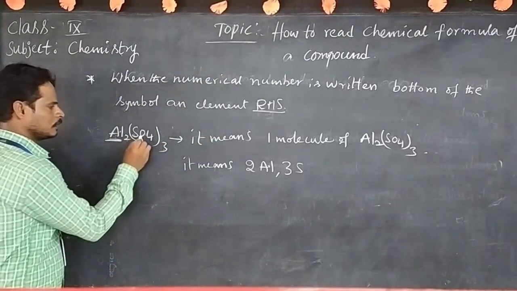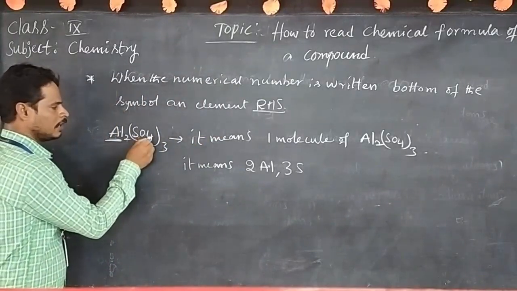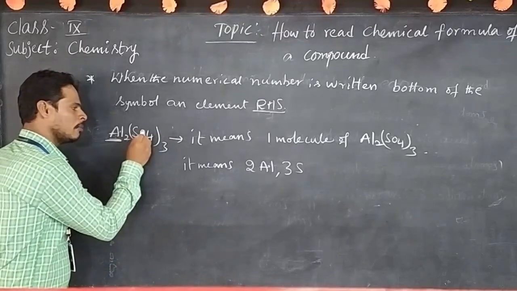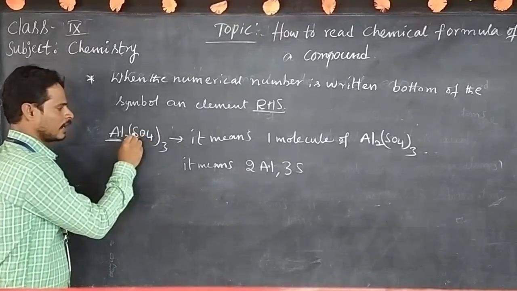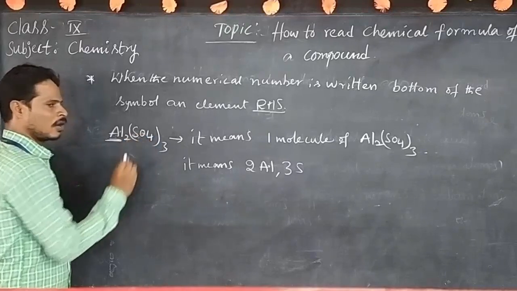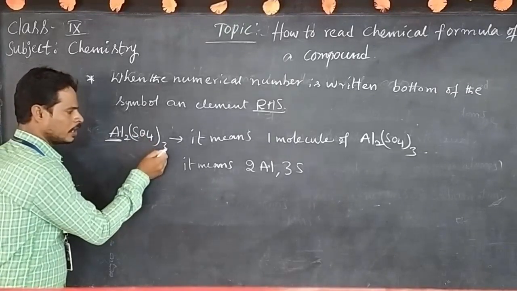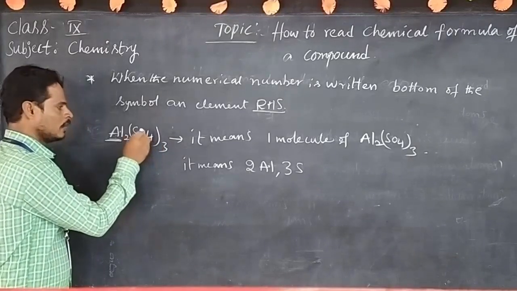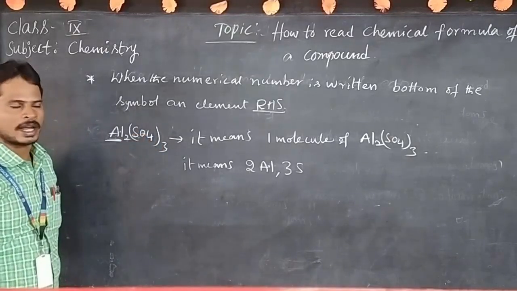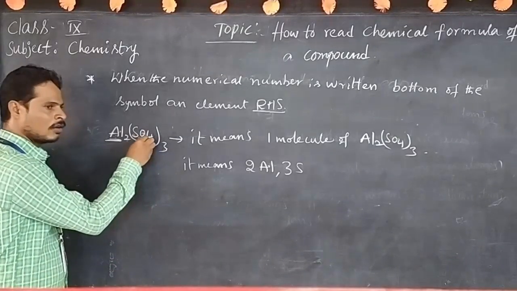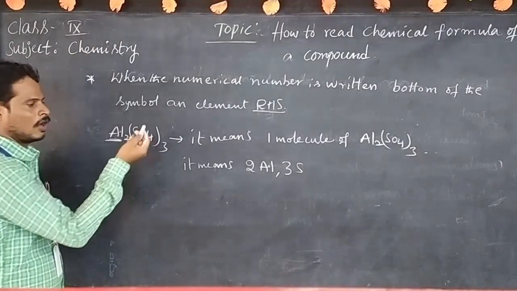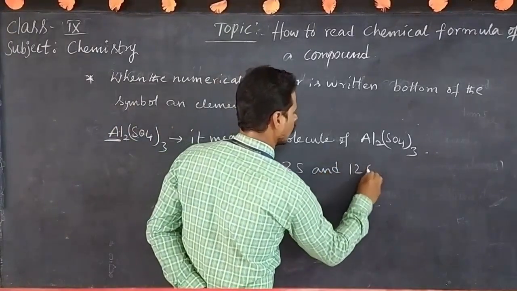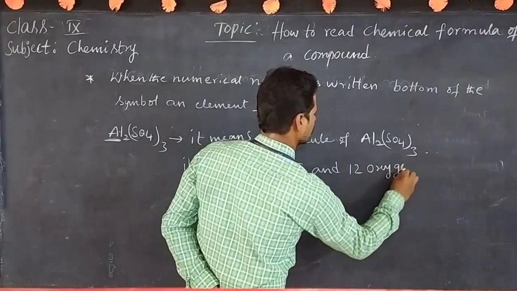Now here we have the oxygen. Beside oxygen, a subscript number, how much is there? 4. This one tells about only the number of oxygen atoms, but not sulfur atoms. 4 into 1, 4 oxygen atoms. But here the outside number, how much is there? 3. So this number is multiplied, and we get the total number of oxygen atoms. 3 into 4, 12. 12 into 1, 12 oxygens.